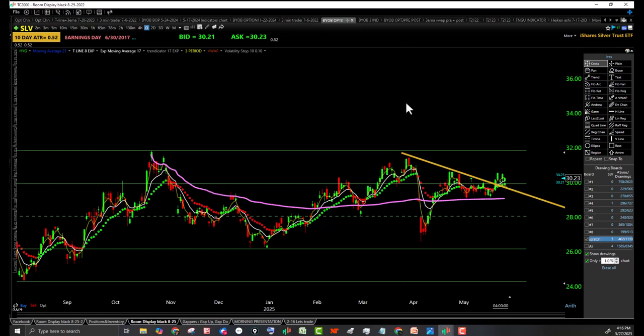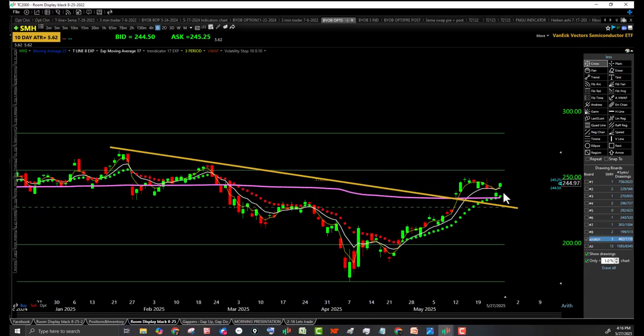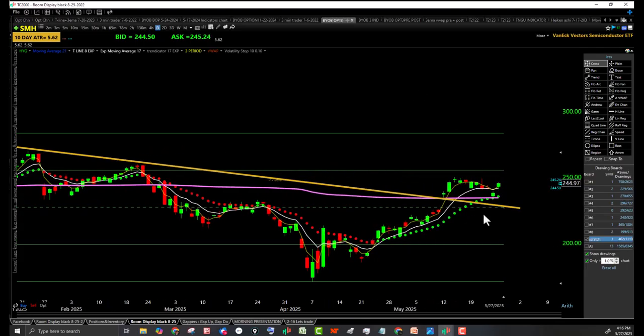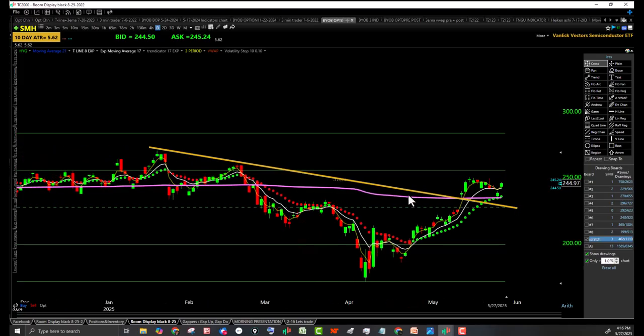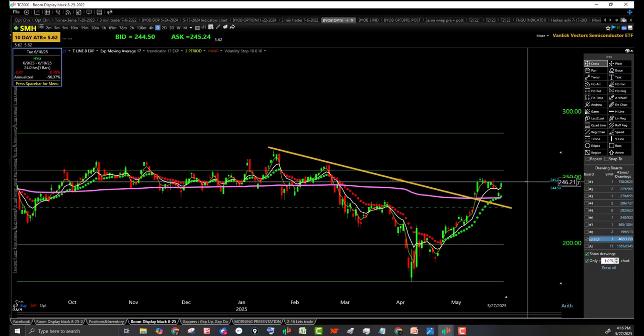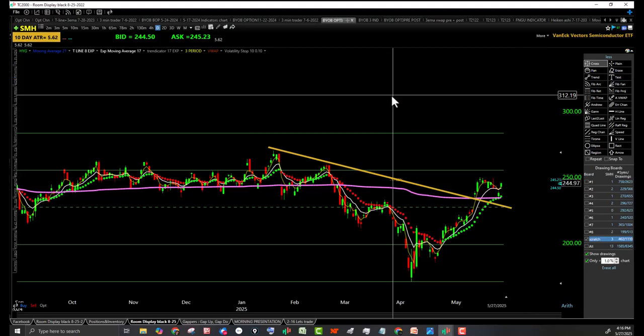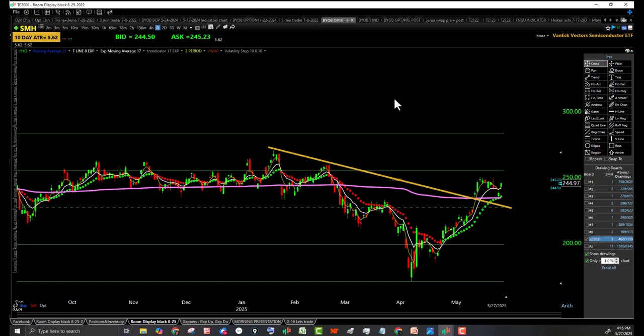Let's take a look at SMH. SMH got a higher low, higher high, closing over the trap, over the 17, over the all-time pink line. That's the all-time high anchored VWAP, over the downtrend line. Not quite in the upper third, not quite. It's darn close, knocking on the door. All right, not quite in the upper third, looking good though. SMH neutral in an uptrend right there, knocking on the door to get into the bullish zone.